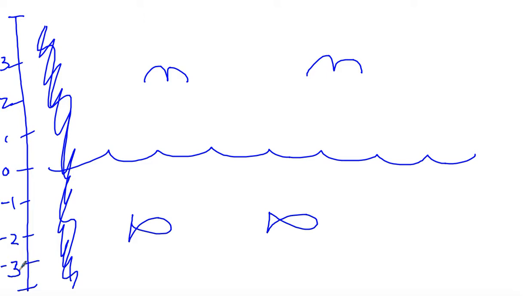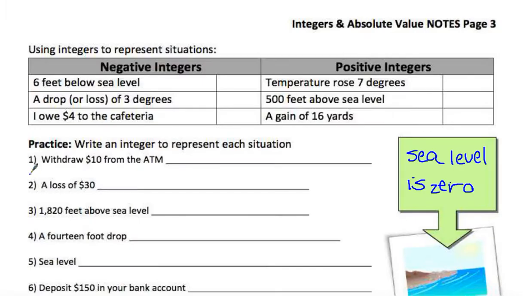Whereas the Marianas Trench, which is super deep down into the Earth's crust, they say it's so many feet below sea level. It's underneath where that water line meets the continents. So that's why it's below sea level, or it's negative. So 6 feet below 0 is going to be negative 6. A drop or loss of 3 degrees is going to be negative 3. And I owe $4 to the cafeteria would be negative 4.